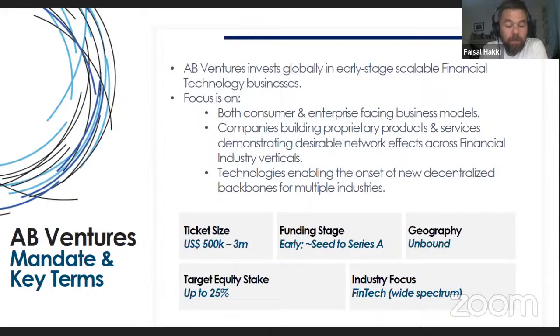We invest early stage in financial technology, obviously. Our definition of financial technology is quite wide. It goes beyond the conventional verticals of payments and lending and includes things like machine learning, data analytics, artificial intelligence, blockchain applications that might not necessarily have been built for a financial industry application, but ones that a bank can directly or indirectly benefit from.